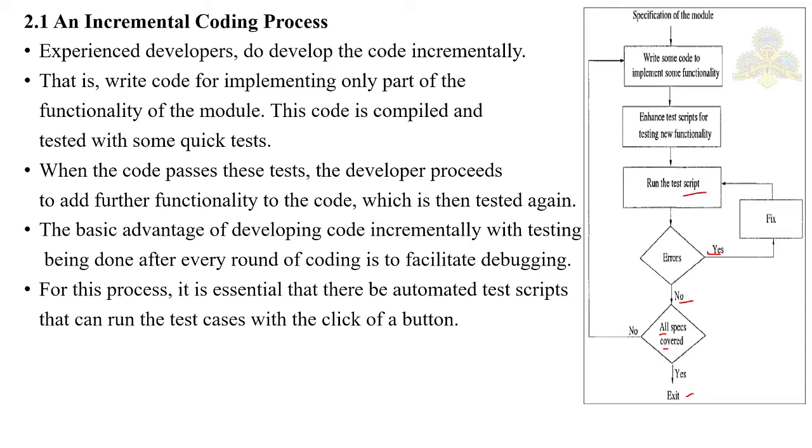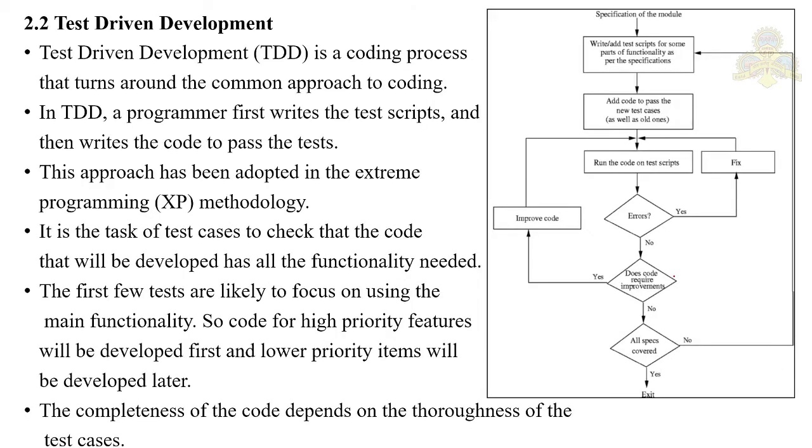This is one way of incrementally developing the code. The next one is test driven development, TDD. Okay. Now it is a coding process that turns around the common approach to coding. So here, instead of writing the code first, the developer first writes the test script, then writes the code to pass those scripts.